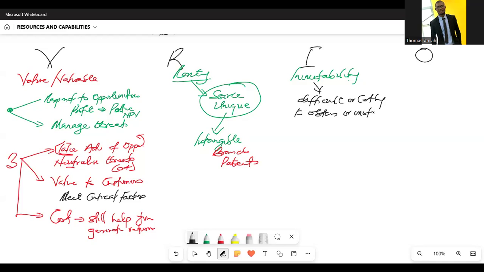It is said that we, the business students, don't really have good grammar. So imitate or substitute. All right, that is the meaning of the word.